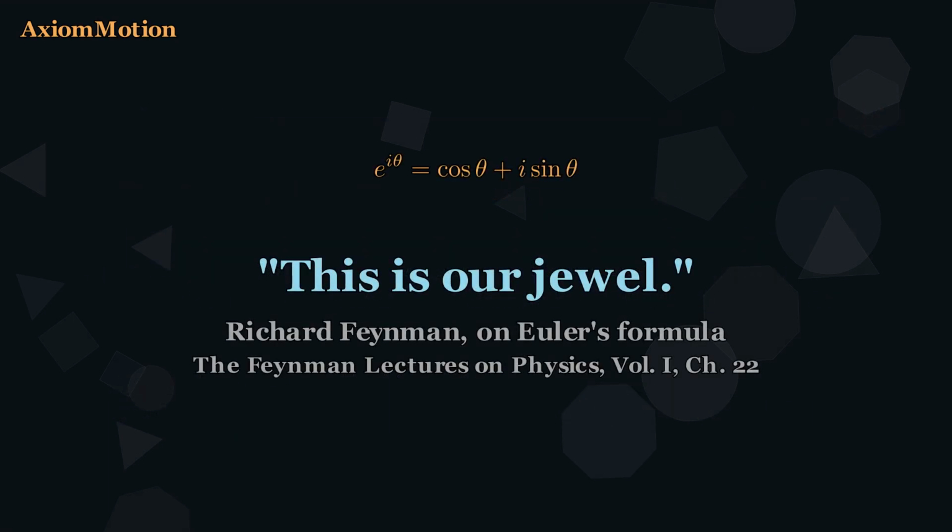Richard Feynman, in his 1964 lectures on physics, called Euler's formula the most remarkable formula in mathematics. "This is our jewel," he said. He was right, and we are still discovering new facets of that jewel today.